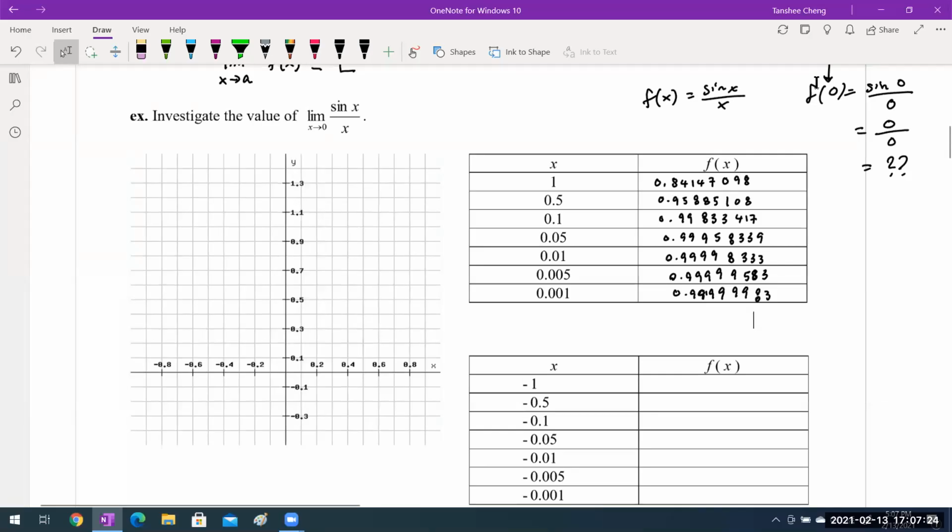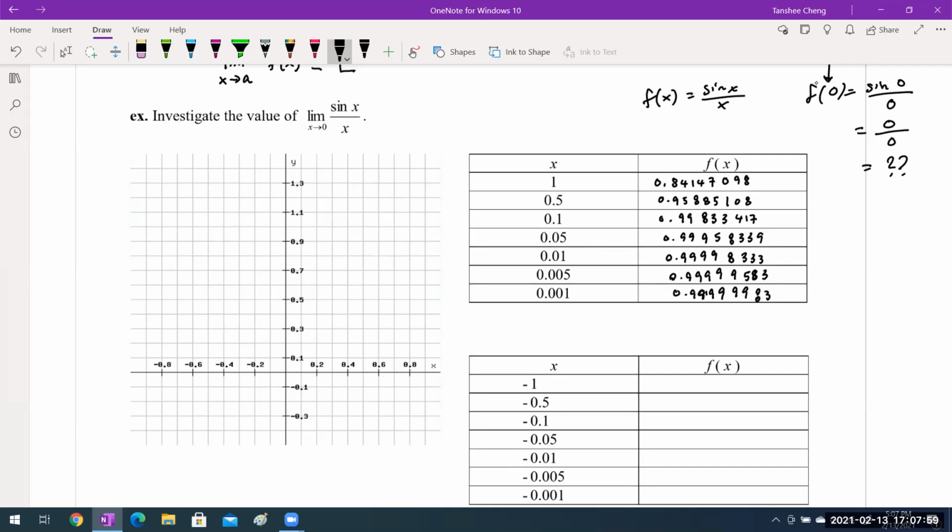After calculating with the calculator, we got these following values. Hopefully you get the same. But the point that we want to see is this. One output is about 0.8, one is 0.5 and the output is 0.95, and then as we get x value closer and closer to 0, notice that my output value is getting closer and closer and closer to 1. But we know that the function is not defined at 0.